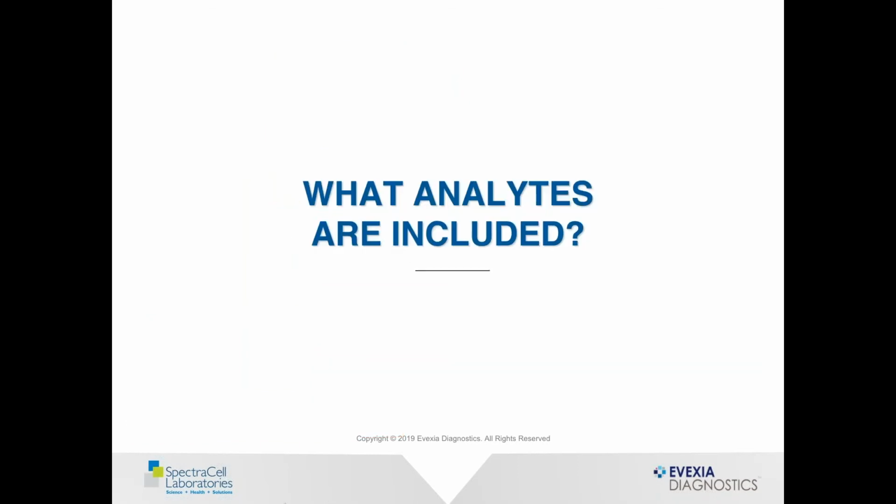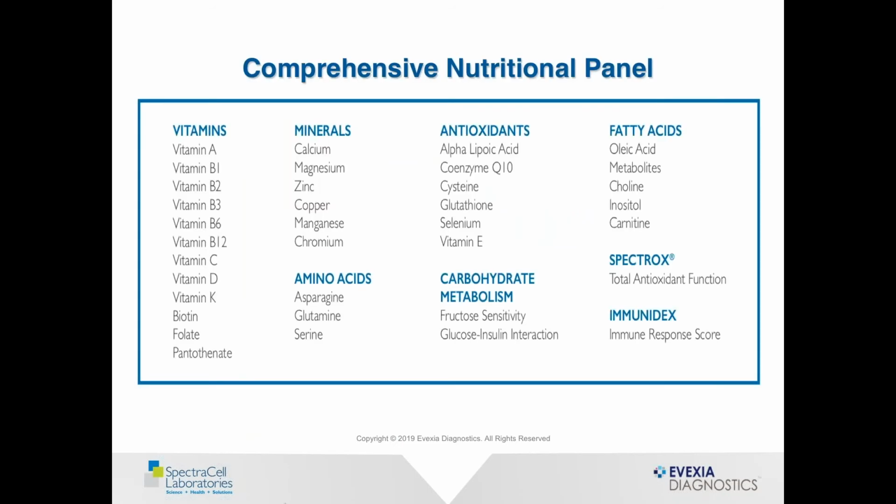So what analytes are included in this test? So here they are. It's a comprehensive nutritional panel. You see all the vitamins. You got vitamin A, B vitamins, B1, B2, B3, B6, B12. There's vitamin C, like I mentioned, vitamin D, vitamin K, biotin, folate, vitamin B5, by the way, is pantothenic acid. The minerals, you got calcium, magnesium, zinc, copper, manganese, and chromium.